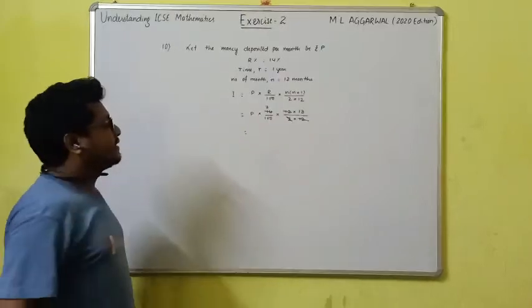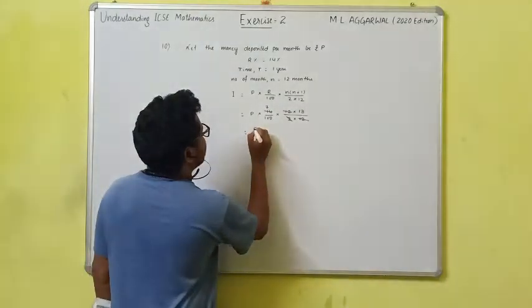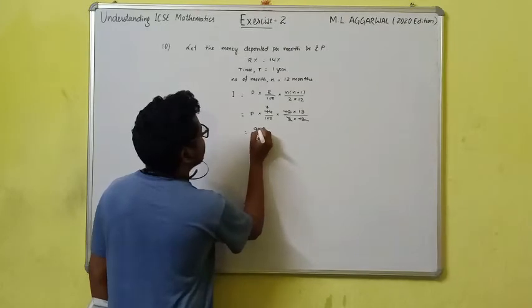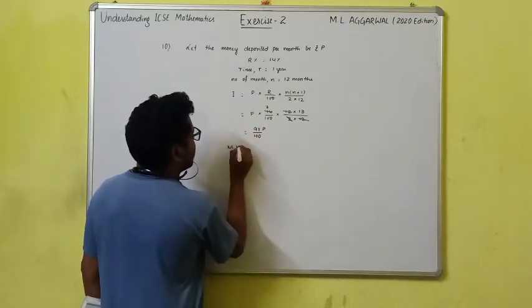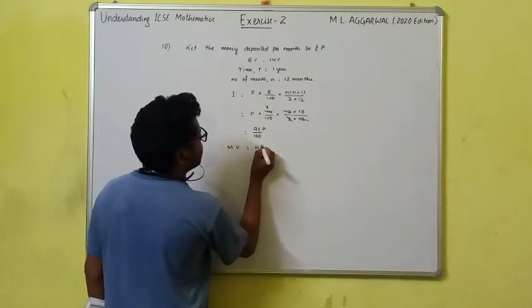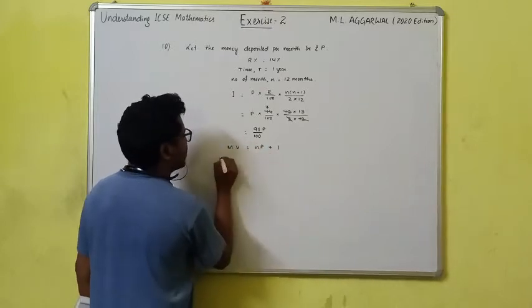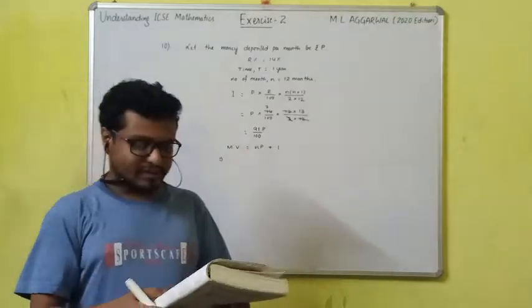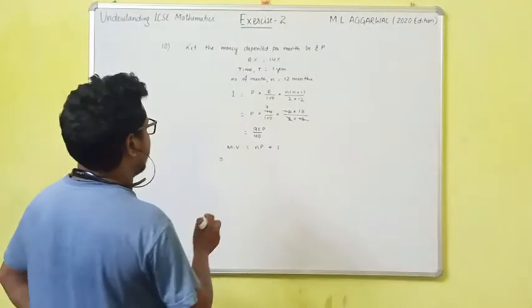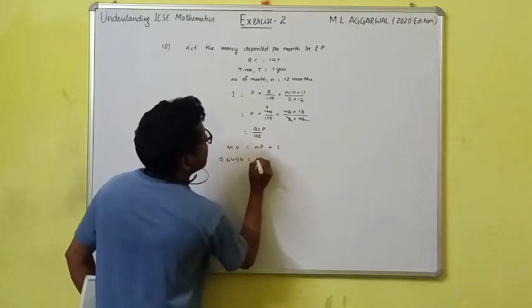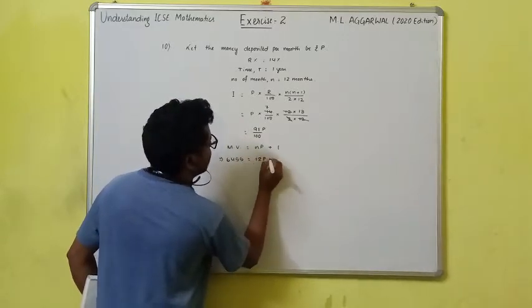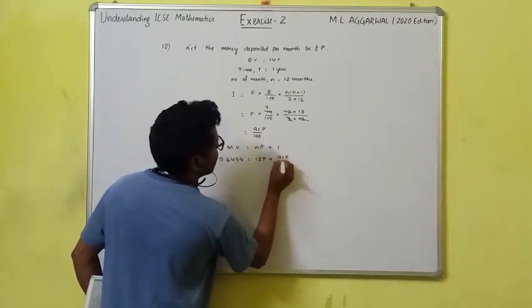13, 7 91. It will be 91p by 100. So now your maturity value formula is here NP plus I. And you know that here your maturity value is given as 6455. So now N is your 12p plus 91p by 100.